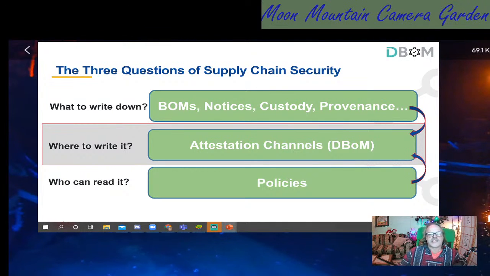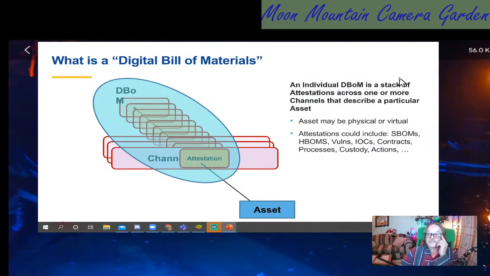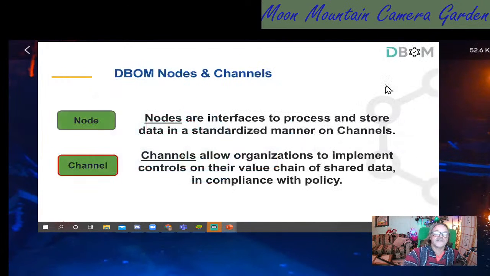What we're trying to solve with attestation channels is where do you write them down? How do I put together a digital bill of materials out of attestations that I can get in a timely fashion and know their provenance? So a DBOM itself is that stack of attestations. So you take any given individual asset, whether it be a physical device like a phone or a computer device, a piece of software, a person, a piece of hamburger, whatever it is, it's been attested to through its life cycle in various ways. When you can access all of those quickly and efficiently, you have a digital bill of materials.